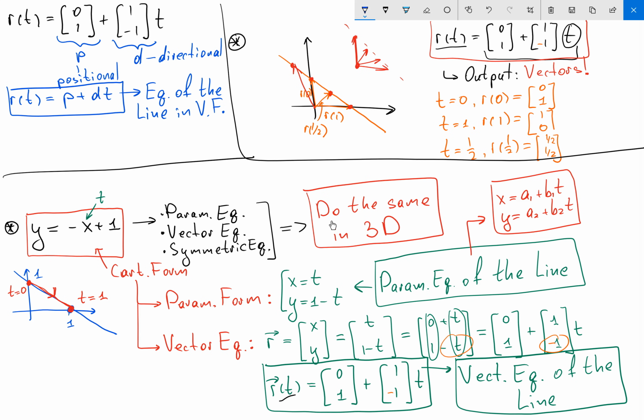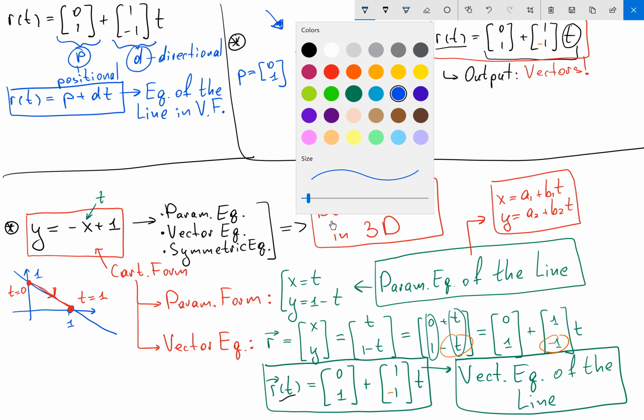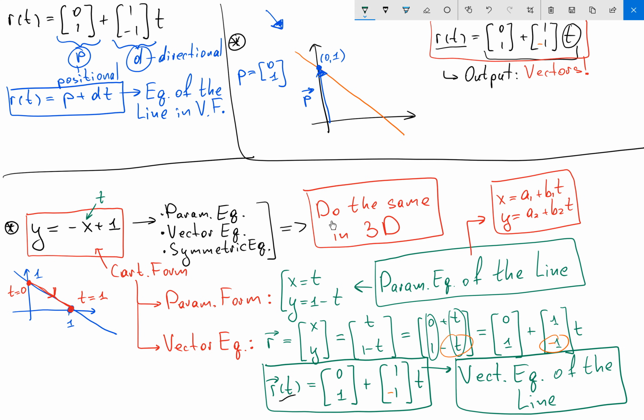But let's see the meaning of p and d in our example. My p equals (0, 1), and this is exactly this vector. The reason it's called positional is that it tells me through which point my line goes. In this case, my line goes through the point (0, 1). But what about the directional vector? The directional vector, in this case, has coordinates 1 and -1.